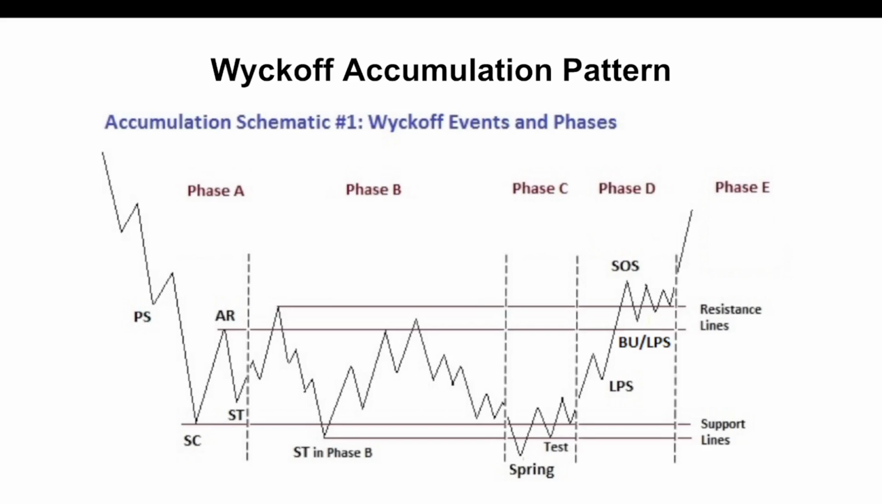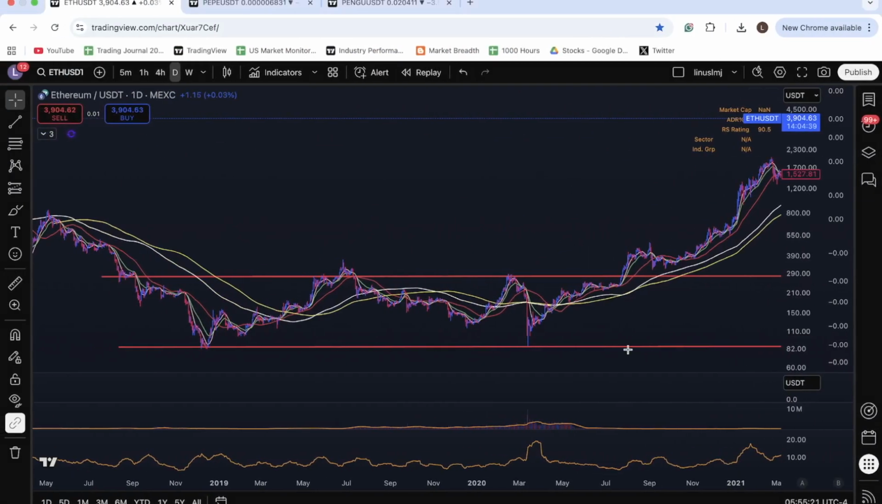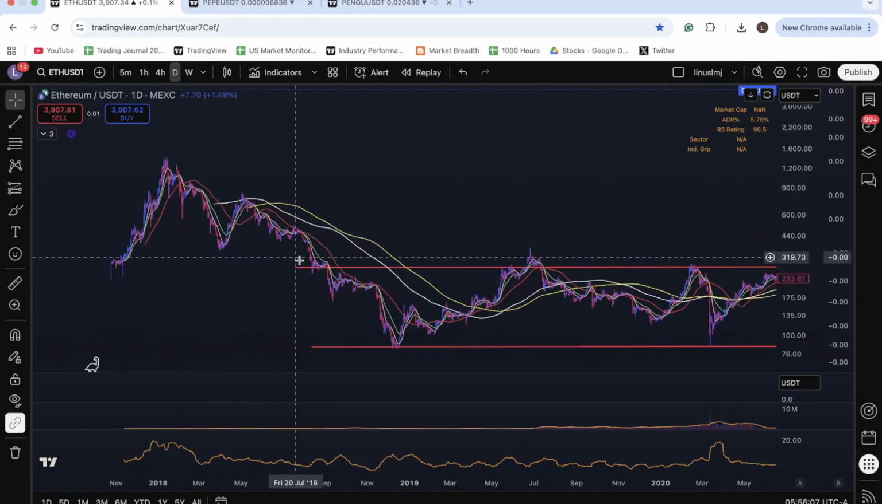So right now, after going through the theory, let's take a look at the actual price charts and see how this Wyckoff accumulation pattern forms on the markets. Okay, so the first example that we'll be taking a look at is Ethereum or ETH. So we have the downtrend over here.